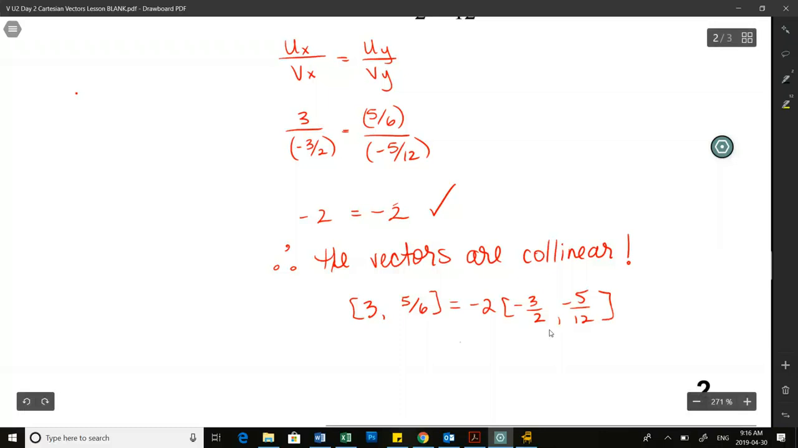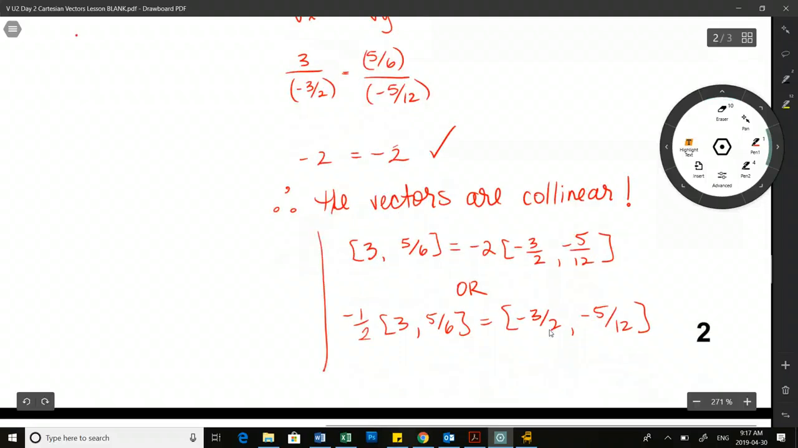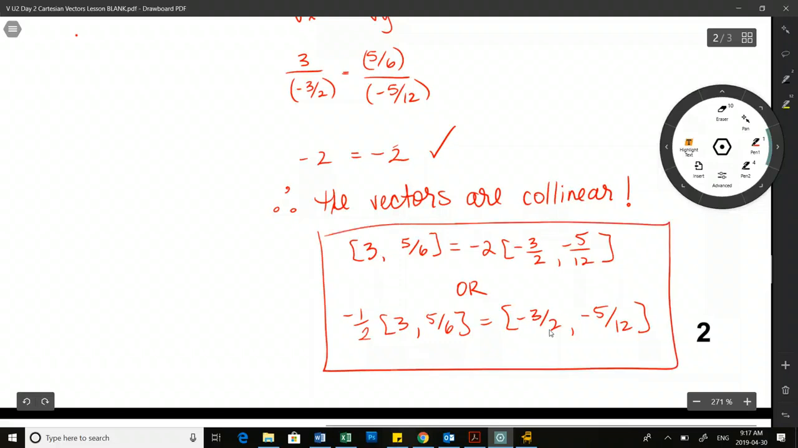So you can also say this. This is also another option, which is completely acceptable. No, it's either the first one that I showed you or the second one. Those are the only two options. Okay?